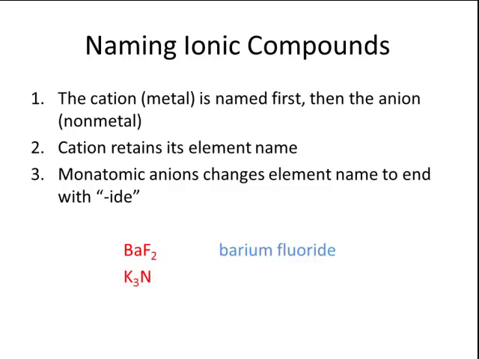Here's another example with potassium atoms and nitrogen atoms. So the metal is first, then the nonmetal. The metal retains its normal name, which would be potassium, and the nonmetal name changes to end with "ide." So instead of nitrogen, it's going to be nitride. So potassium nitride is the name of this compound. Notice for both of these compounds, it doesn't matter that there are 2 fluorines or 3 potassiums. I just name the compound based on what elements are present, not how many of them there are.